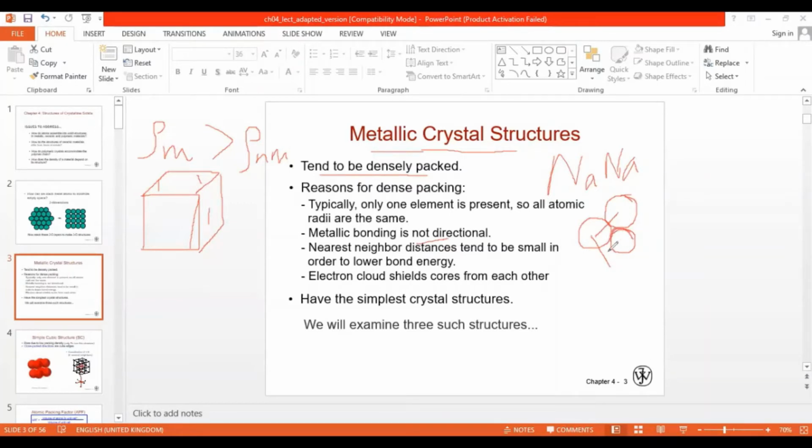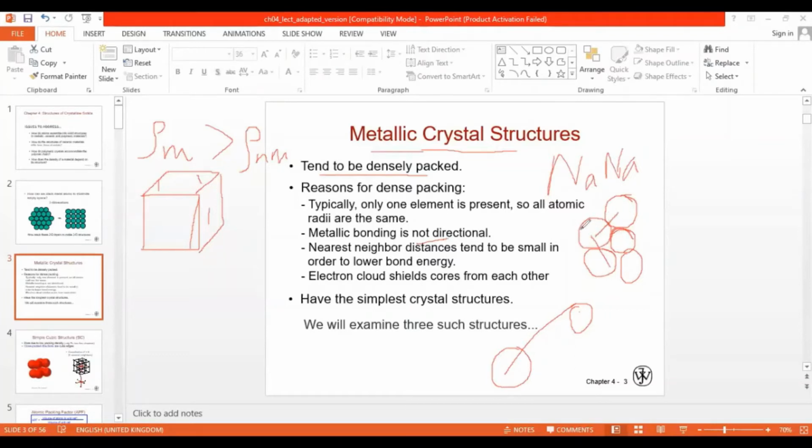If they stay together as a pack, the energy needed to keep them would be low. If one is standing here and another one is standing here, then we need to spend a lot of energy to keep them in that particular space. But if they are closer together and as a pack, we don't need to spend much energy on that. Electron cloud shields cores from each other. Since this is an atom, we will have an electron cloud. It shields cores from each other. So they form a kind of cloud.